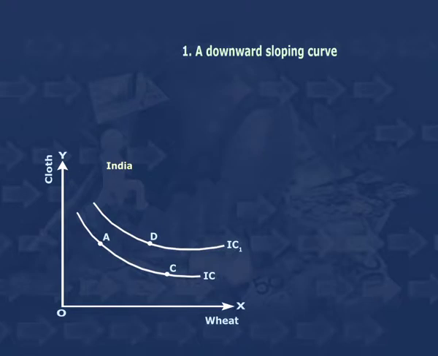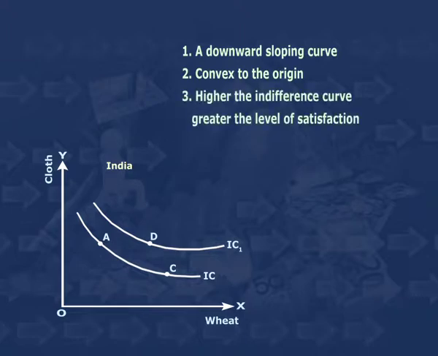It is a downward sloping curve, which indicates that there is a scarcity problem. The indifference curve is convex to the origin. The convexity of the indifference curve explains the diminishing marginal rate of substitution. It means that consumers give up less and less cloth to get an additional unit of wheat. If India moves from IC to IC1, the level of utility will increase. Therefore, we can say that the higher the indifference curve, the higher the level of satisfaction.